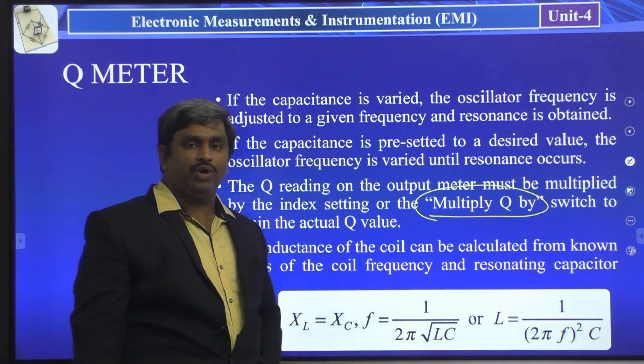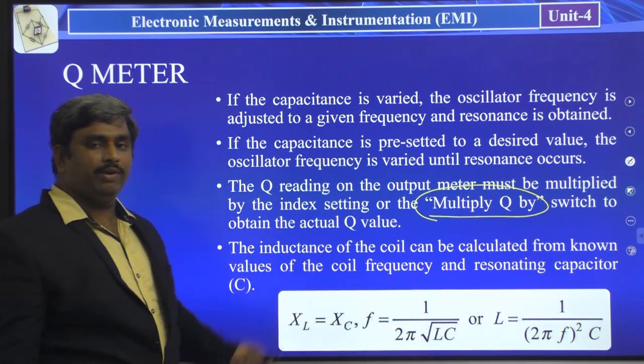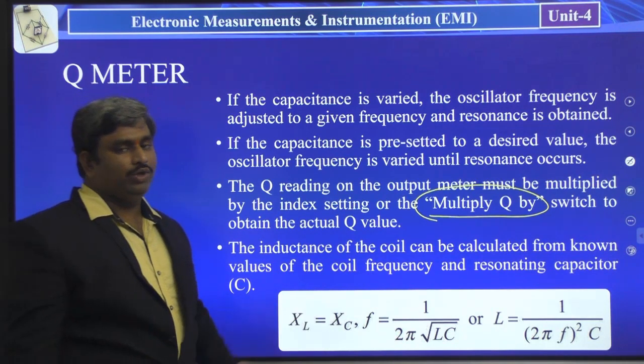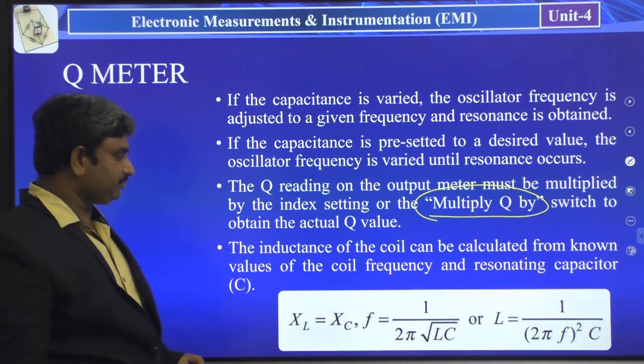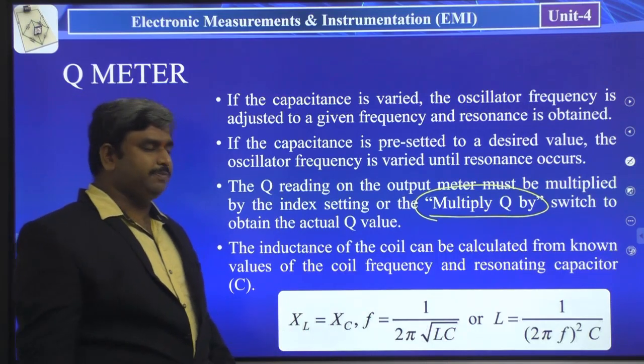Otherwise, L is equal to 1 by omega square C, or C is equal to 1 by omega square L. So whichever expression you require, you can use it based on your convenience at resonance.